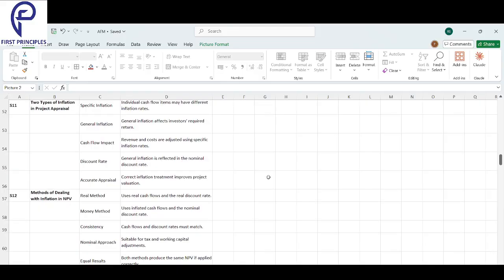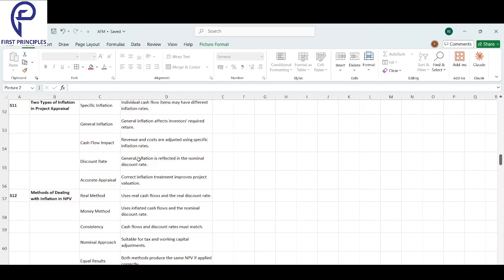So starting off, firstly, the two types of inflation in project appraisal. First is specific inflation. Second is general inflation. Specific inflation is basically different items having different inflation. Tomato has a different rate, potato a different rate, apple a different rate, banana a different rate. Different item, different inflation.